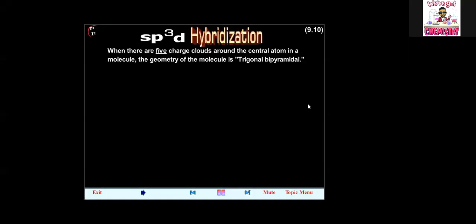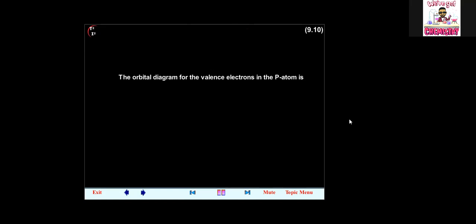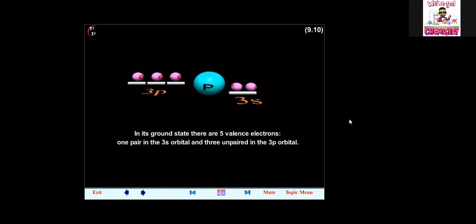Charge clouds around the central atom. When there are 5 charge clouds in a molecule, the geometry of the molecule is trigonal bipyramidal. For example, in phosphorus pentabromide, the orbital diagram for the valence electrons in the phosphorus atom is: in its ground state, there are 5 valence electrons, 1 pair in the 3s orbital and 3 unpaired in the 3p orbital.